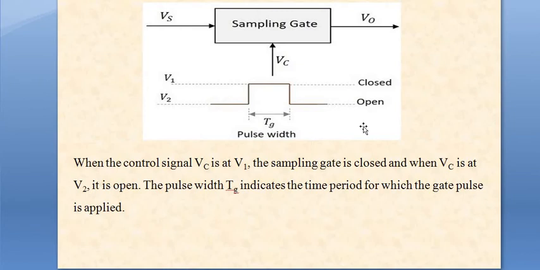I hope you are clear with the sampling gate definition and the introduction part of the sampling gate. A sampling gate can also be called a linear gate or transmission gate, or you can also call it a selection circuit.